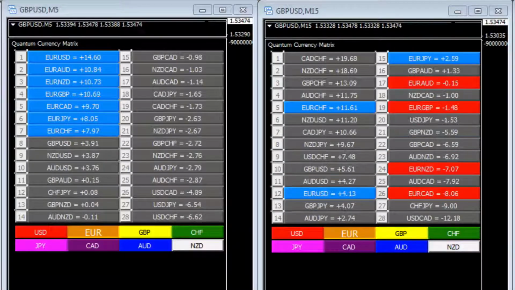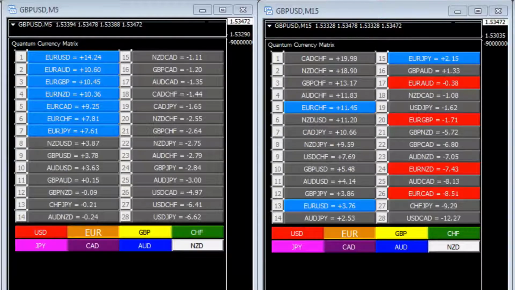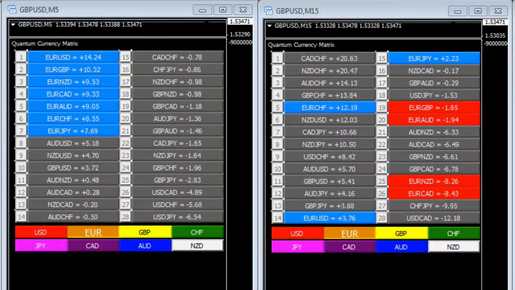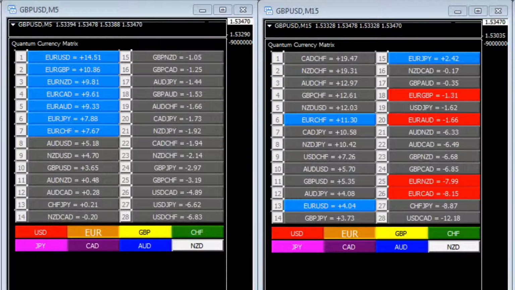So on the 5 minute time frame, it's very clear that we have a lot of euro buying. That euro buying is consistent, it's unanimous in the 5 minute time frame, something we considered in one of the earlier videos.